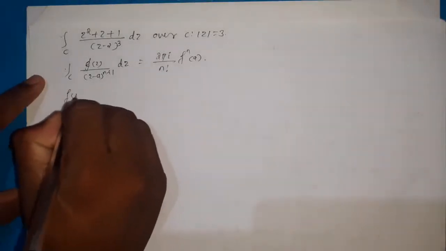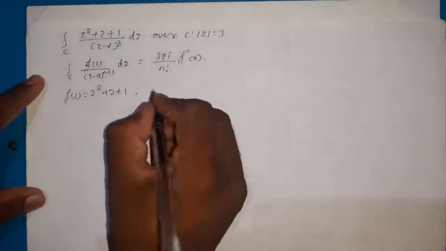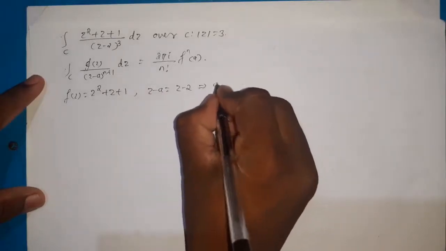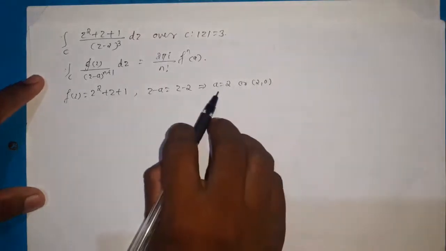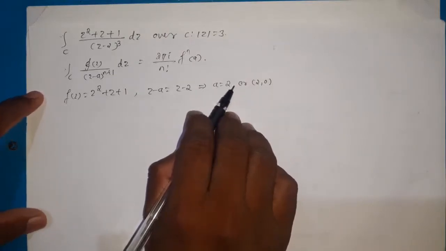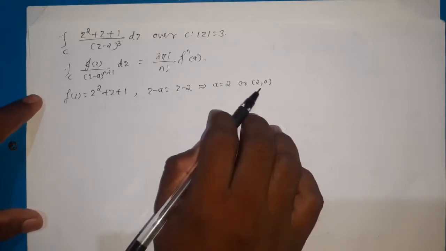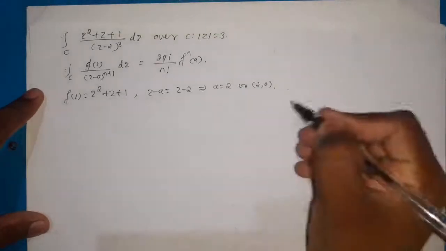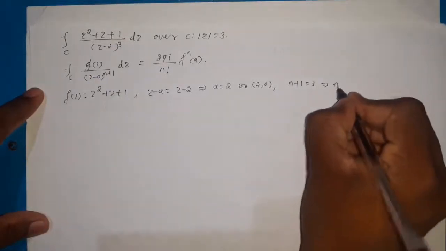Now f of z is equal to z square plus z plus 1, right? And z minus a is equal to z minus 2, which implies a equals 2, or (2, 0), meaning it is a complex variable with real part 2 and imaginary part 0. So in the form of an ordered pair, we can represent that as (2, 0). Then the value of n: here n plus 1 equals 3, which implies n equals 2.